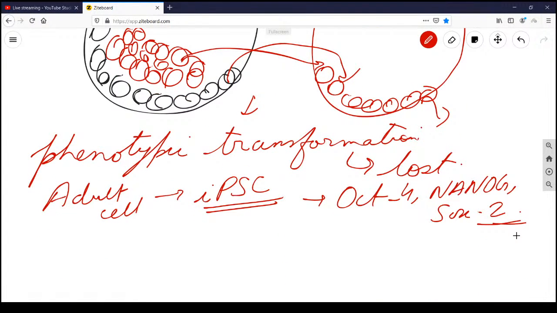Now these genes play a major role in developmental biology. That is not in your course, so we won't go into the detail, but OCT4 is expressed in all blastomeres up to the morula stage. So those things are there, but we will just skip that discussion for now.